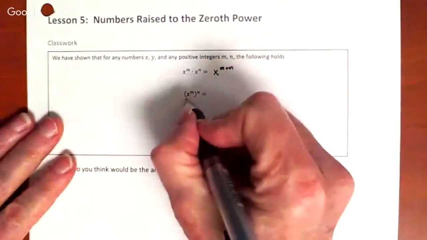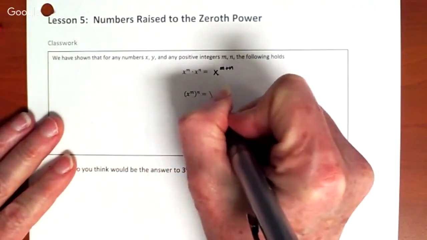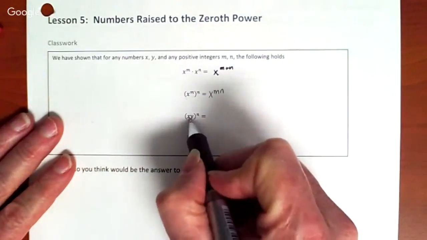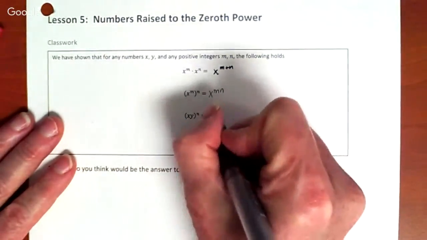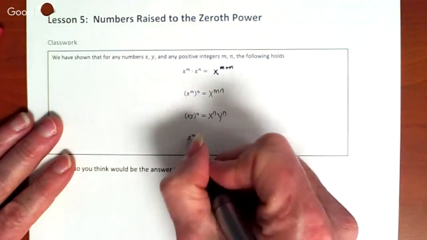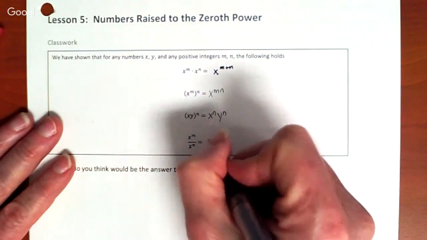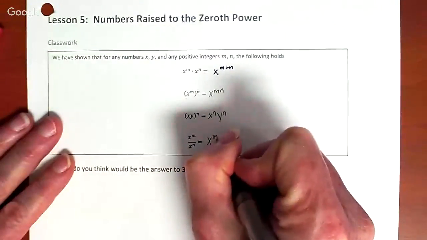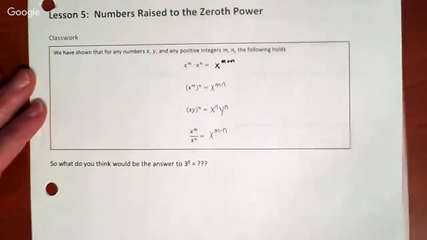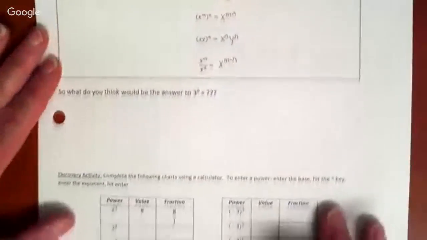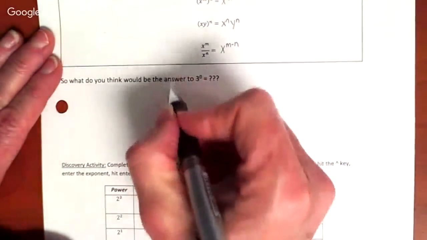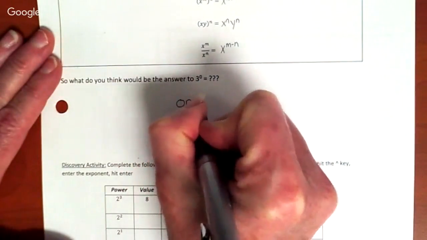All right. x to the m raised to the n would be x to the mn. xy to the n would be x to the n, y to the n. And then x to the m divided by x to the n would be x to the m minus n. So what do you think would be the answer to 3 to the 0 power? Well, that answer would be 1.